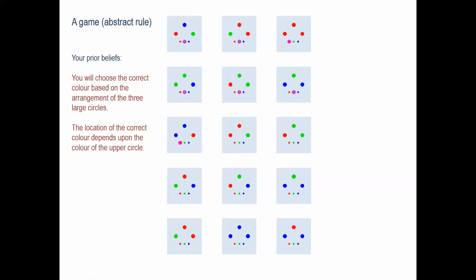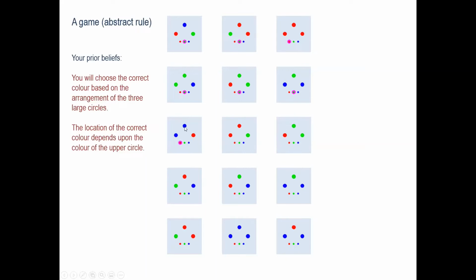Could you repeat that? Sorry. So the location of the correct color depends upon the color of the upper circle, right? Yep. Why are we offered the task with three circles? So what should we conclude from the other two?